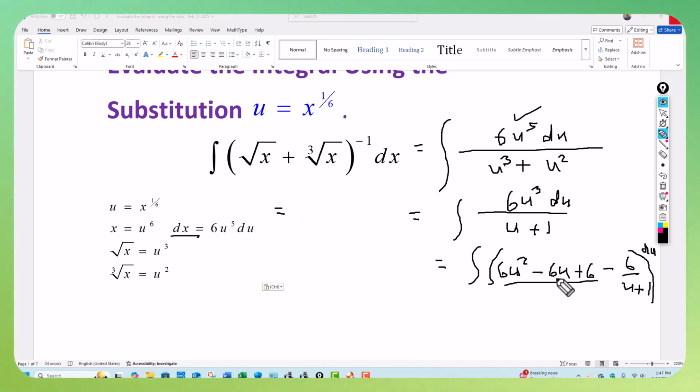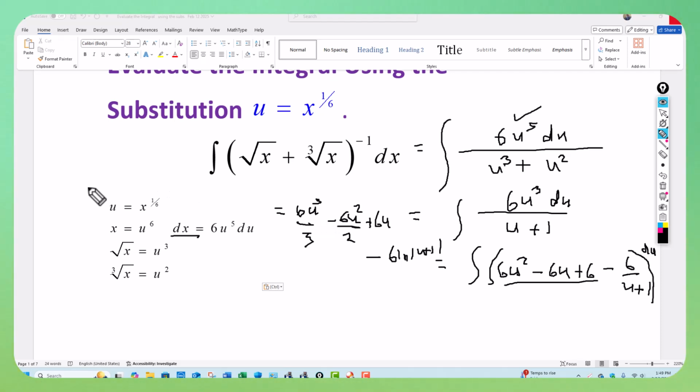Then we just do the integration with respect to u. This is going to be 6u squared. We add 1 to the exponent because we're integrating with respect to u, so this will be a 3, over 3. And it's minus 6u squared, adding 1 to the exponent and then dividing by that. Plus the integral of 6 with respect to u is 6u. Then we have minus 6, and you can think of this as du over u plus 1. That's just the ln of the absolute value of u plus 1. So that's really your answer in terms of u. 6 over 3, of course, will be 2. Minus 6 over 2 will be 3.